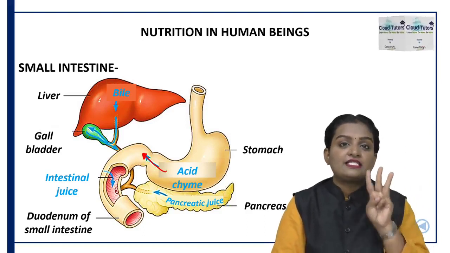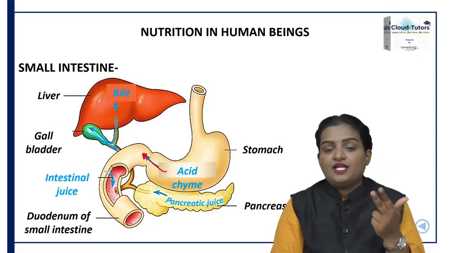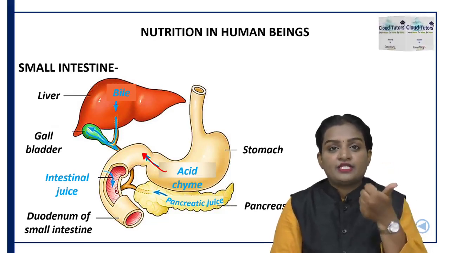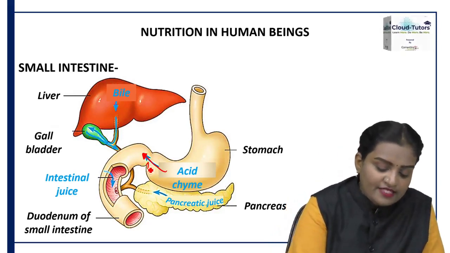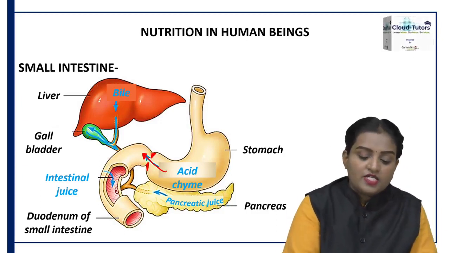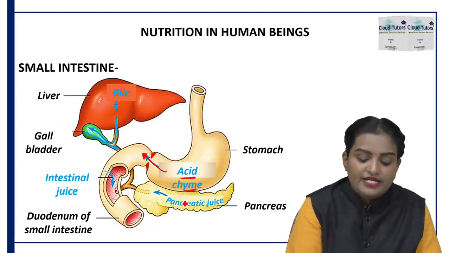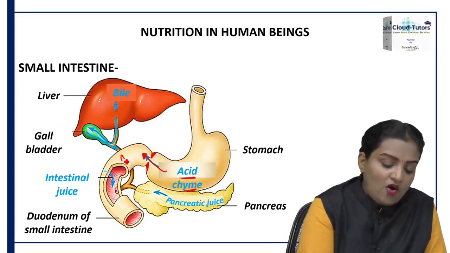Small intestine has three parts: duodenum, ileum and jejunum. So first part that comes in contact with stomach is duodenum. Here we have a specific sphincter muscles which prevent backflow of the food. Why? Because here in stomach the medium is acidic, in intestine it is basic or alkaline.